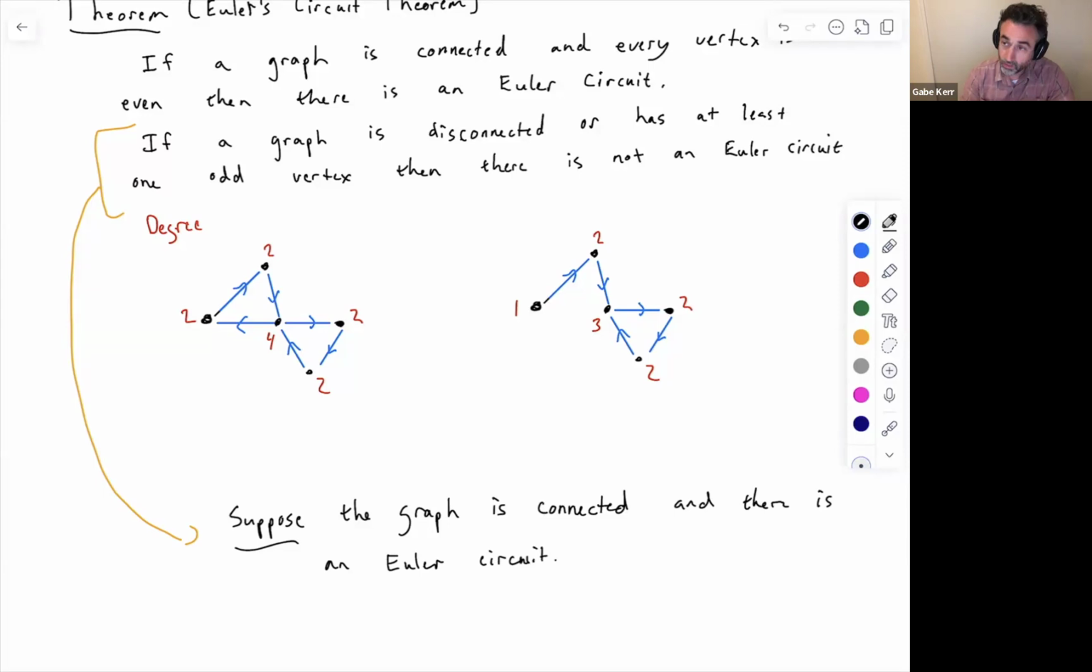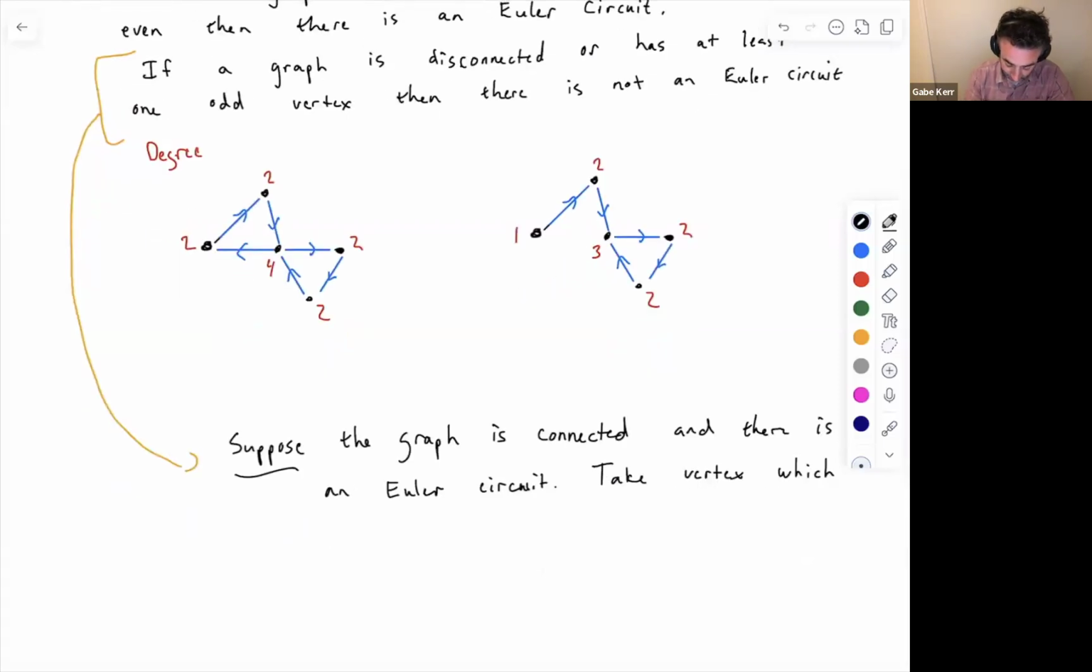Okay. Well, let's take any vertex. So take a vertex which is not at the beginning and end of this circuit, which is not a starting or ending vertex, since it's a circuit, it ends where it starts. And let's draw a cartoon of that, a little illustration.